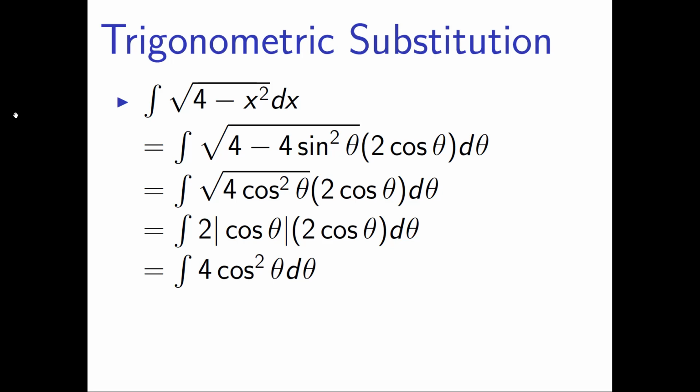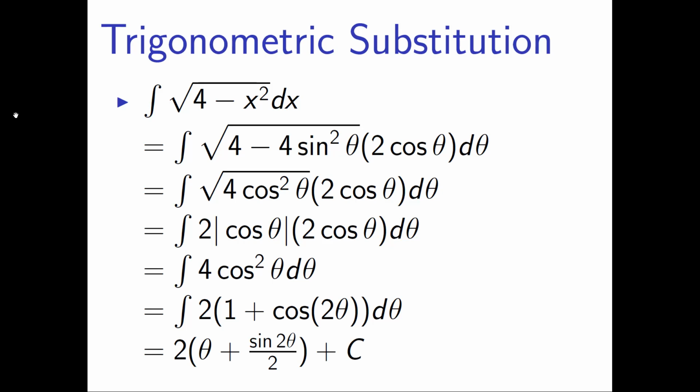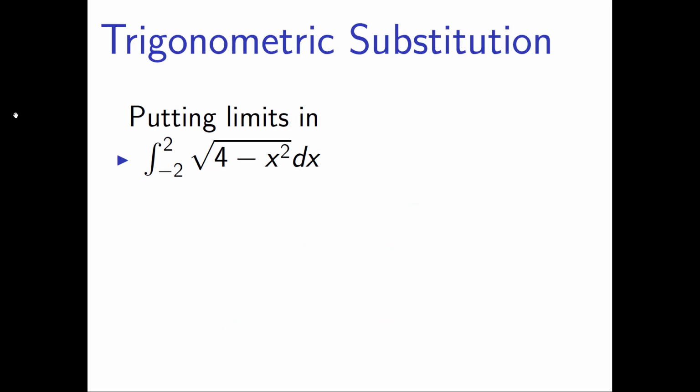Now it's still not quite in a position where we can integrate it. We need one more trig identity. And again, this is hopefully a trig identity you're familiar with. It's the double angle identity. And this gives us that our integral becomes 2, and then the quantity 1 plus cosine 2 theta, which we now can integrate. So obviously the 1 just integrates to theta. Cosine 2 theta integrates to sine 2 theta over 2. Like a little mini substitution there. And that's our integral. We're still in terms of theta.